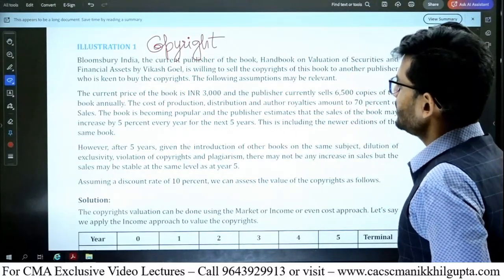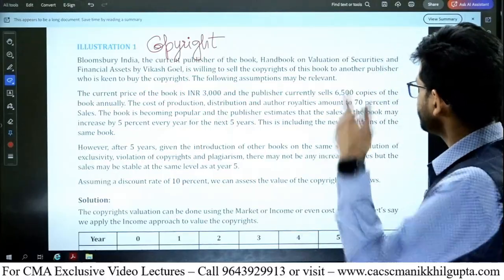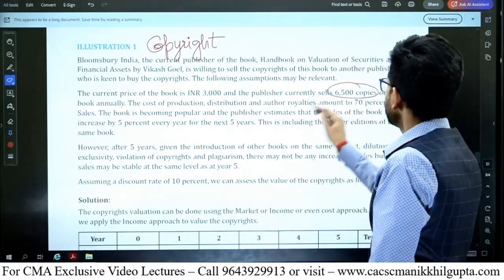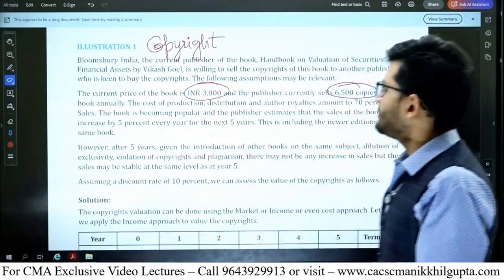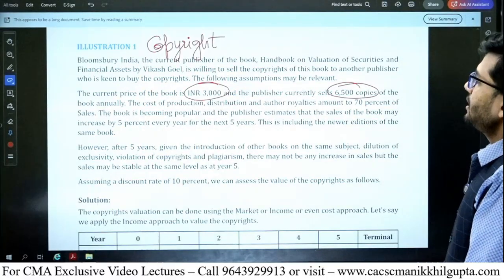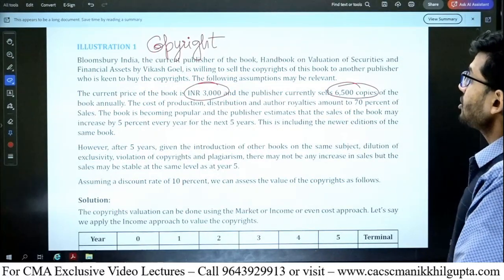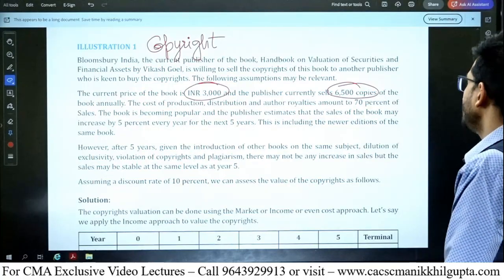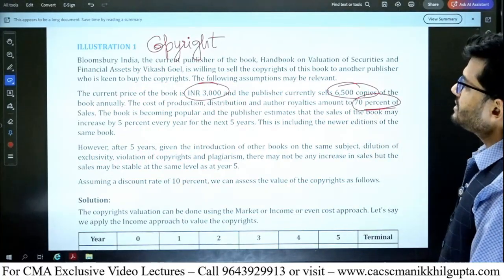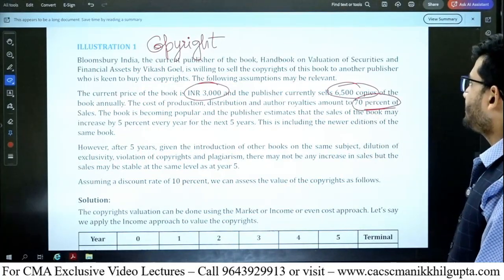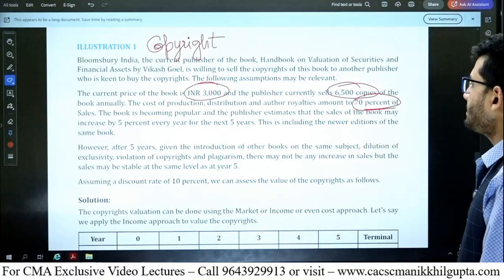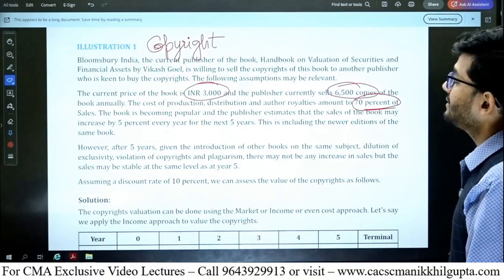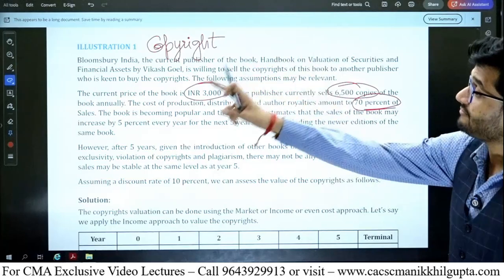The following assumptions may be relevant. The current price of the book is 3,000 and the sales is 6,500 copies. So 3,000 multiplied by 6,500 is the revenue. Annually sale is happening. The cost of production, distribution, author royalty amounts to 70% of the sales. So the cost is 70% of the sales value. The book is becoming popular. Publisher estimates the sales of book may be increased by 5% every year for next 5 years.